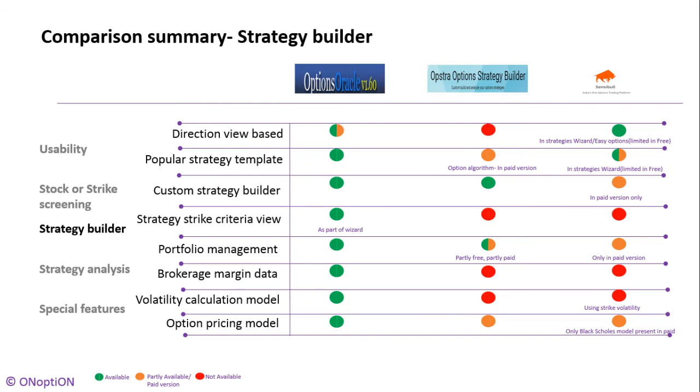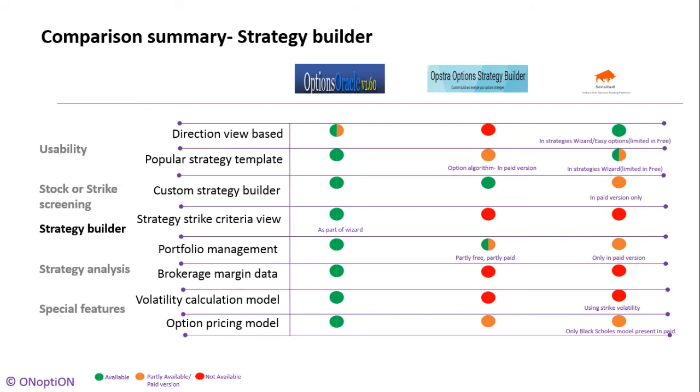OptionsOracle has it. If you go to the templates, they have popular strategies categorized under bullish, bearish, and neutral view, so you can choose directly based on your direction view. Opstra is missing this feature. And next one, popular strategy templates are available in OptionsOracle. This is really a nice feature. A beginner can simply choose a straddle from the template, and it automatically fills the strikes based on the current spot price.